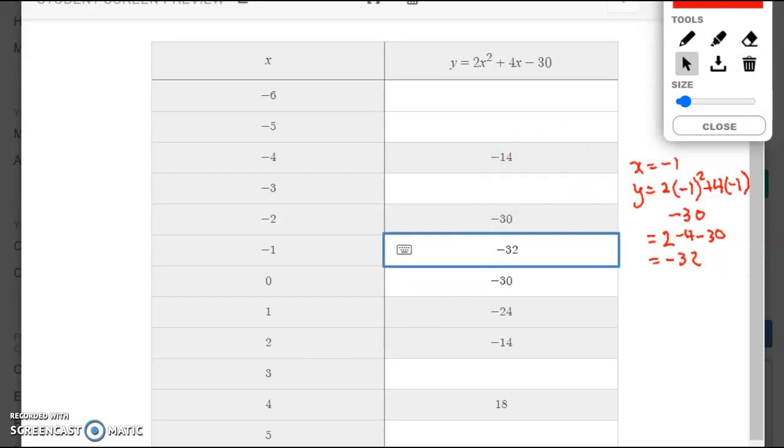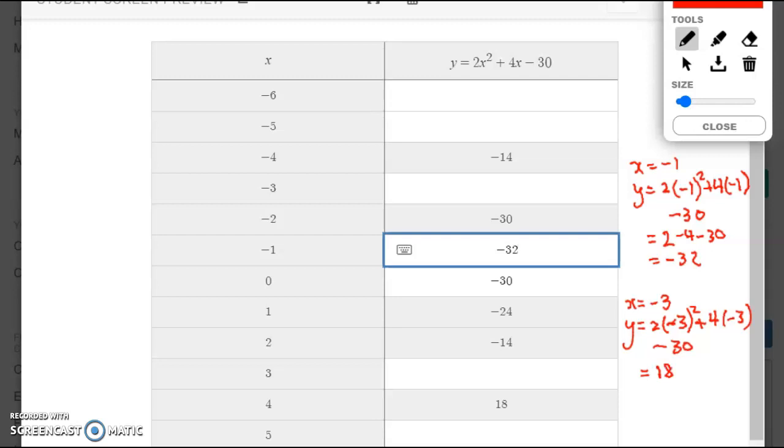Okay, what about when x is equal to negative 3? Then y is going to be 2 times negative 3 all squared plus 4 times negative 3 and then minus 30. Okay, alright, so what is negative 3 all squared? We need to evaluate this first because of the order of operations. Negative 3 squared is negative 3 times negative 3, which is positive 9, so it's going to be 2 times 9, so that's going to be positive 18.